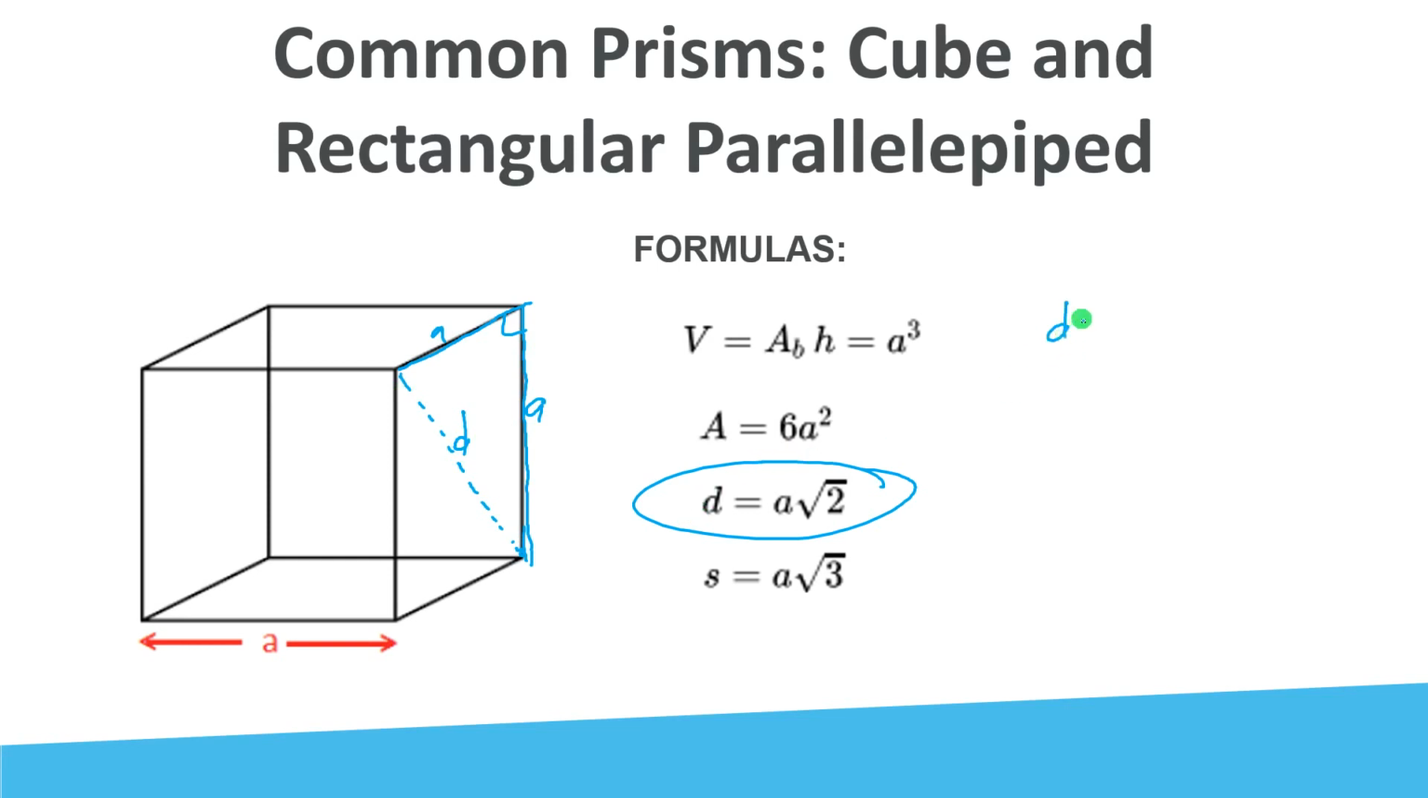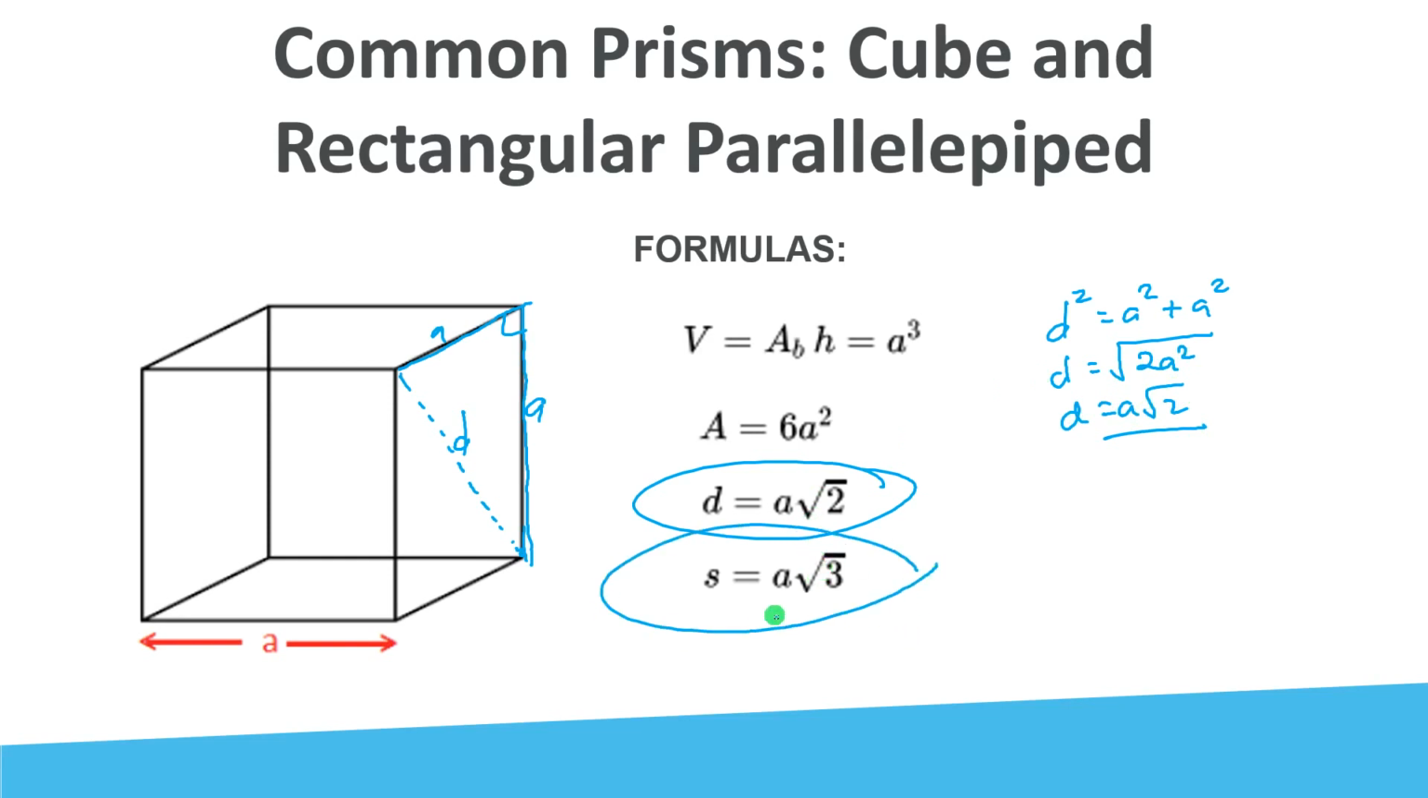So D squared is equal to A squared plus A squared. So D is equal to the square root of 2A squared. Therefore D is A the square root of 2. That's the face diagonal. And for the space diagonal, we have A the square root of 3.